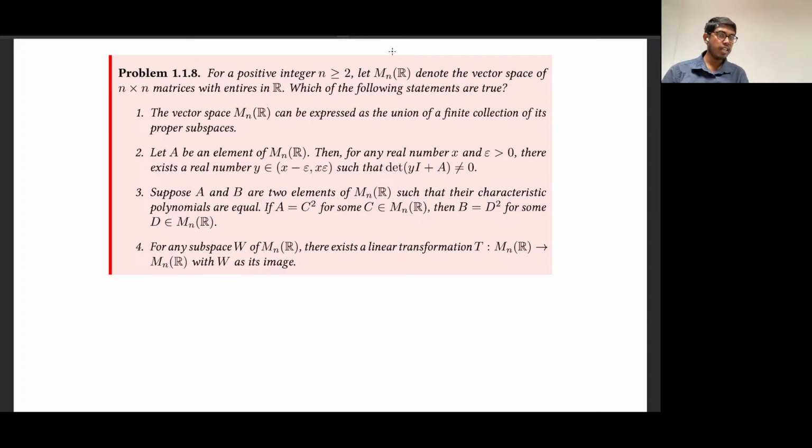So let's see this problem. For a positive integer n, let M_n(R) denote the vector space of n cross n matrices with entries in R. Okay, and which of the following statements are true?